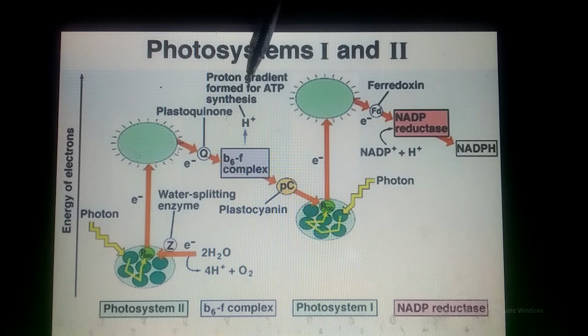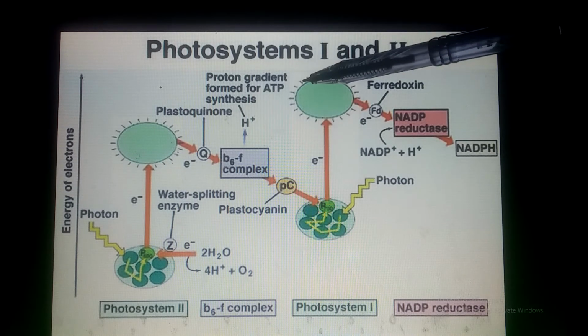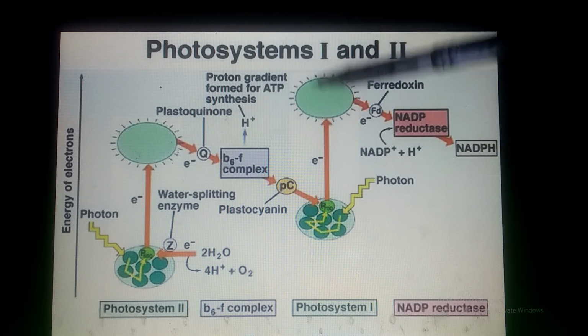So one ATP molecule you can see here and one NADPH, and must keep it in your mind. I'm giving you information that one NADPH is equal to 3 molecules of ATP. How many ATP? 3 molecules of ATP. So NADPH energy is highest compared to 1 ATP, because 1 NADPH is equal to 3 ATP molecules.